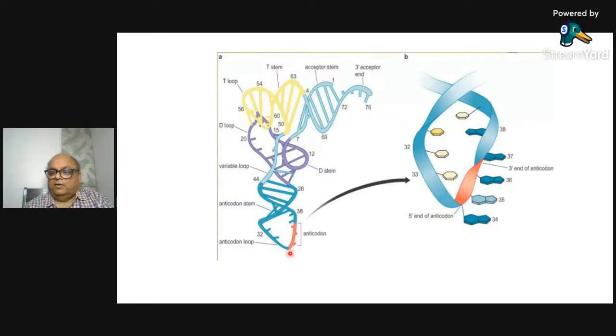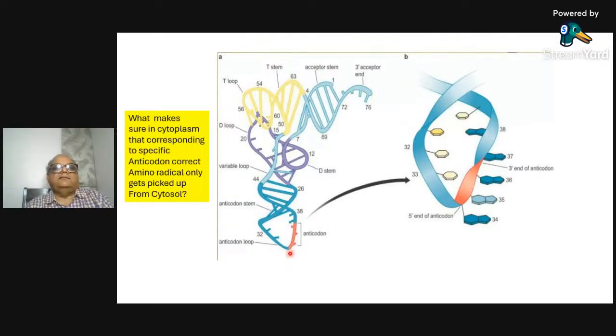Okay, now the interesting part is what makes sure in cytoplasm that corresponding to this anticodon, only certain amino radical is present here, and what is preventing a mix up or mistake there. Okay, but mistakes are not known to happen. Genetic code is universal. All type of cell, all type of organisms. So it is kind of universal, and it has evolved to be universal that way. The family of tRNAs must have evolved.